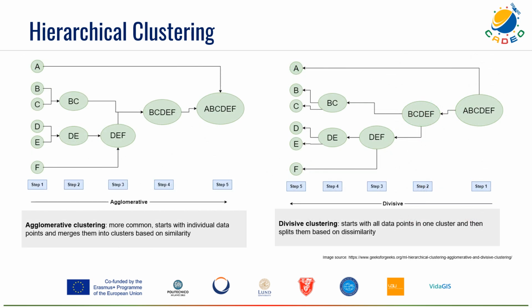Within hierarchical clustering, we have two main approaches: agglomerative clustering and divisive clustering. Agglomerative clustering starts with individual data points and merges them, and is more commonly used, while divisive clustering starts with all data points together and splits them. Choosing the right approach depends on the data and desired outcome.